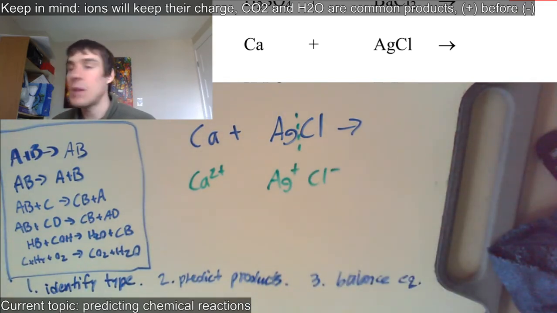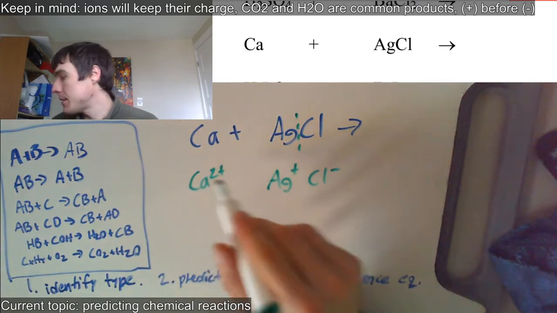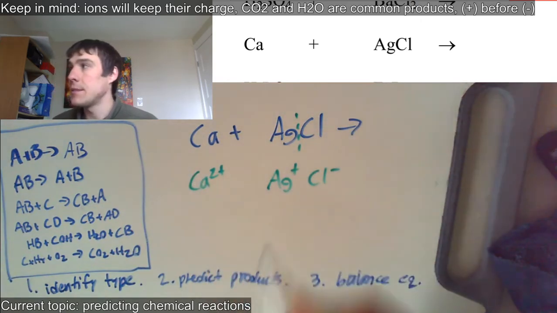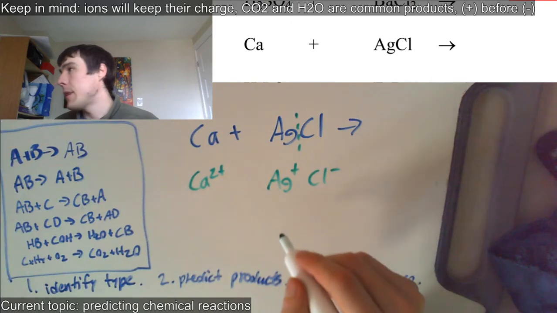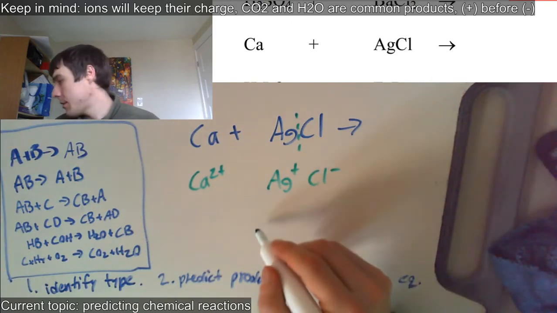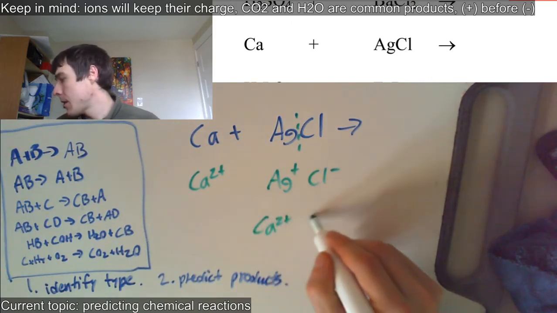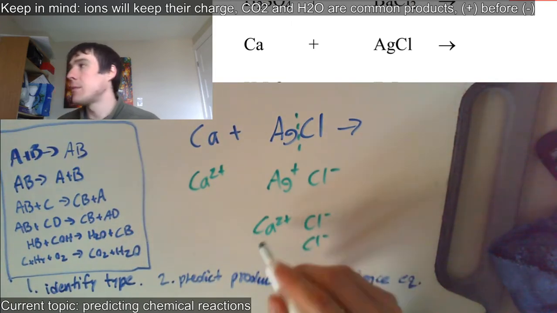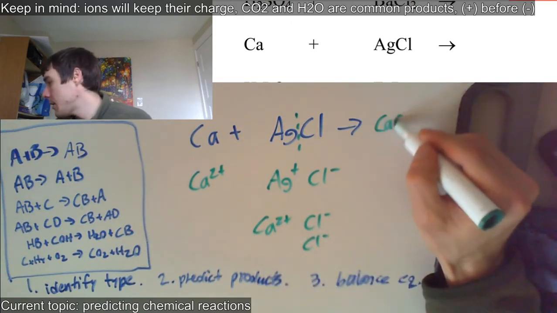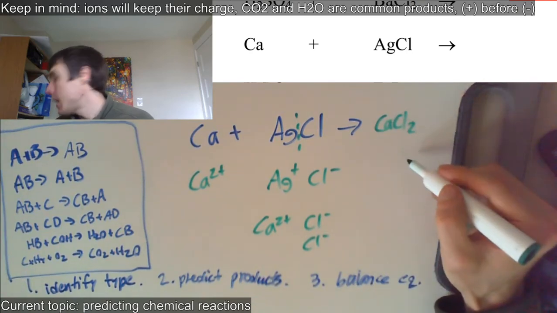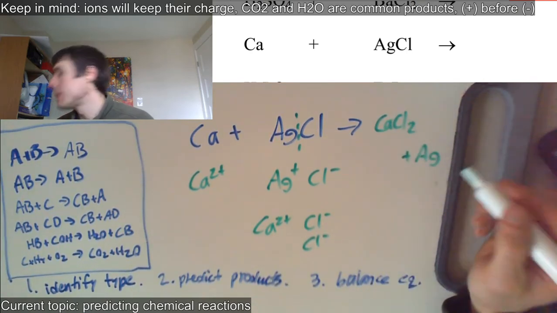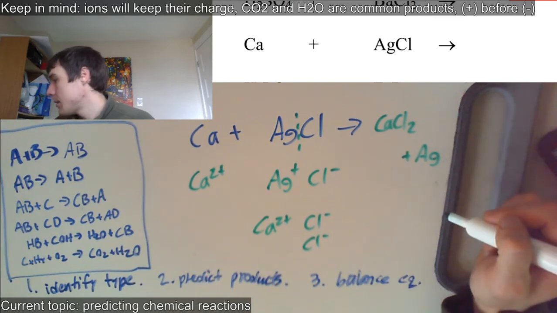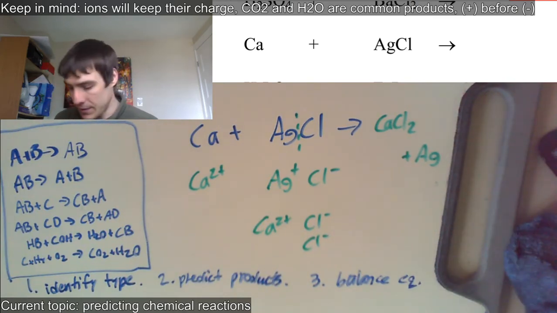What is going to swap with what? Well, the positive is going to swap with the positive. So calcium is going to be over here. And when calcium meets chlorine, we're going to need 2 chlorines to match the 1 calcium. So it's going to be CaCl2. And we're just going to have elemental silver left over on the other side.